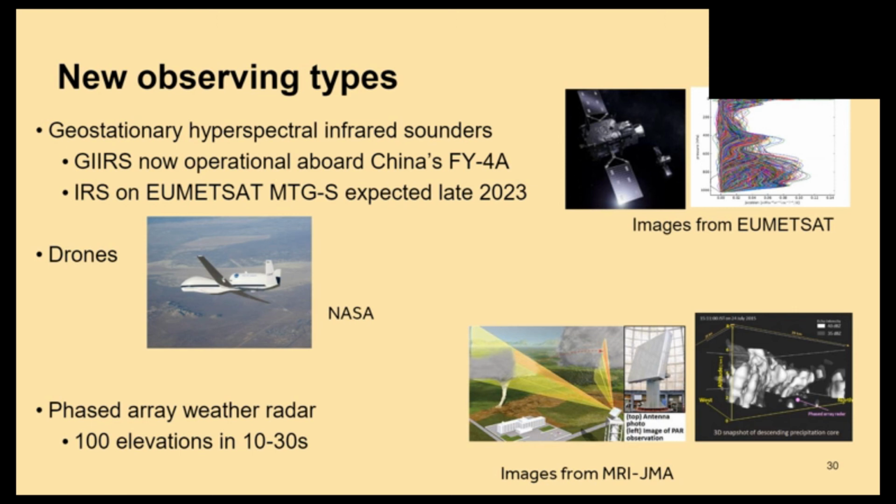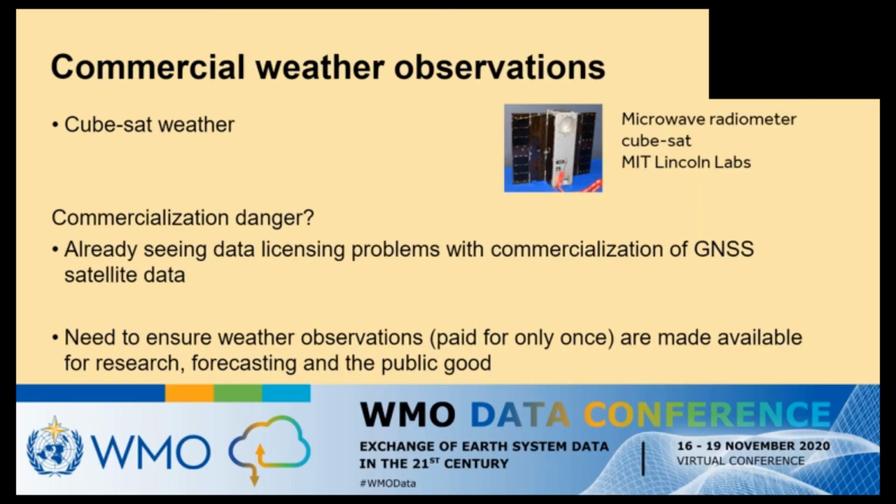There's lots of new observing types coming online. We've got new satellites, these hyperspectral infrared sounders, drones, if only we can deal with the civil aviation issues. There's phased array weather radar, which produces fantastic observations, but is probably going to be quite hard to use, difficult to use those data and understand the uncertainty. Commercial weather observations, for example, CubeSats are very cheap to put up. But is there a danger with having more commercial weather satellites?